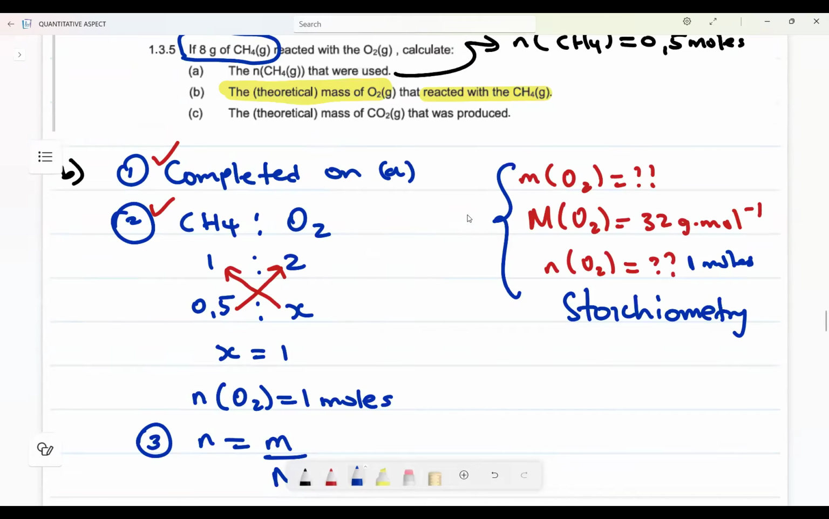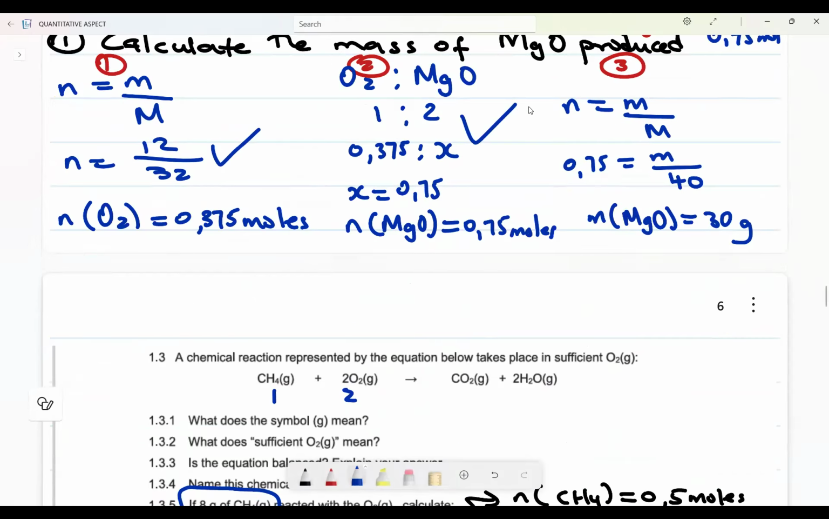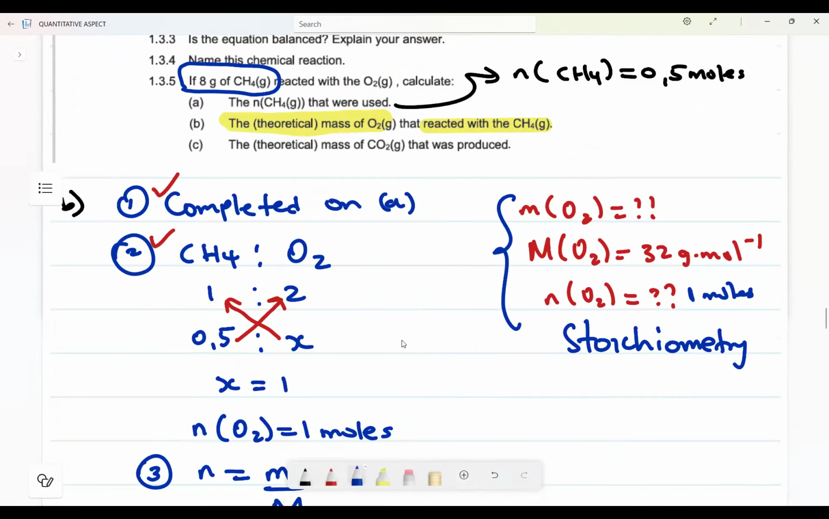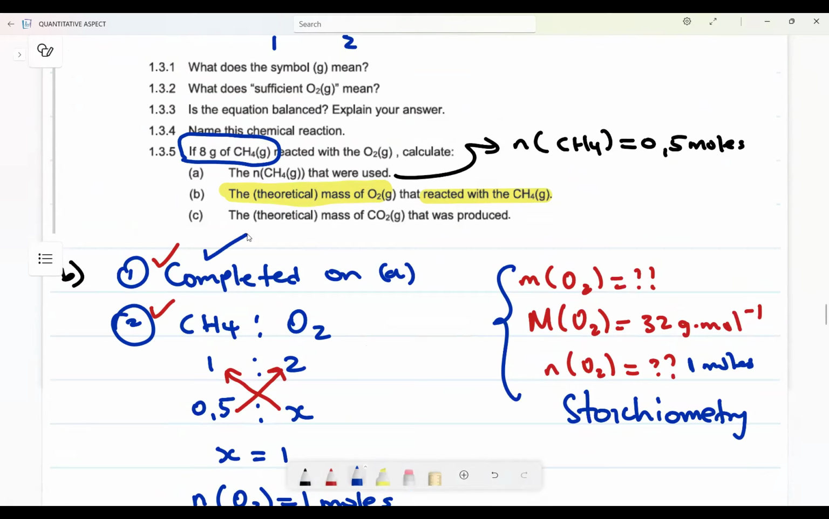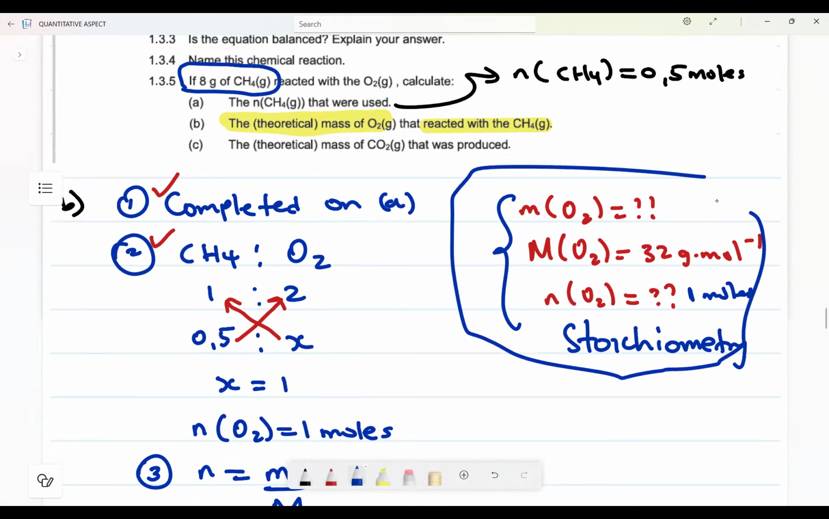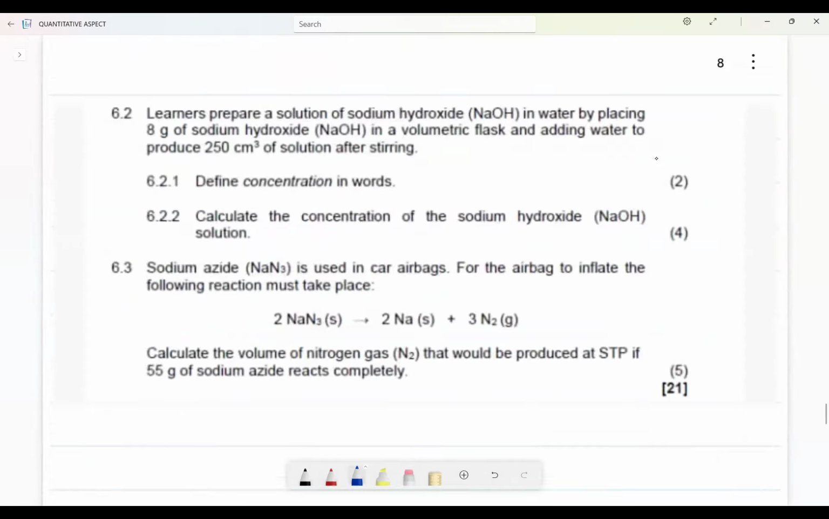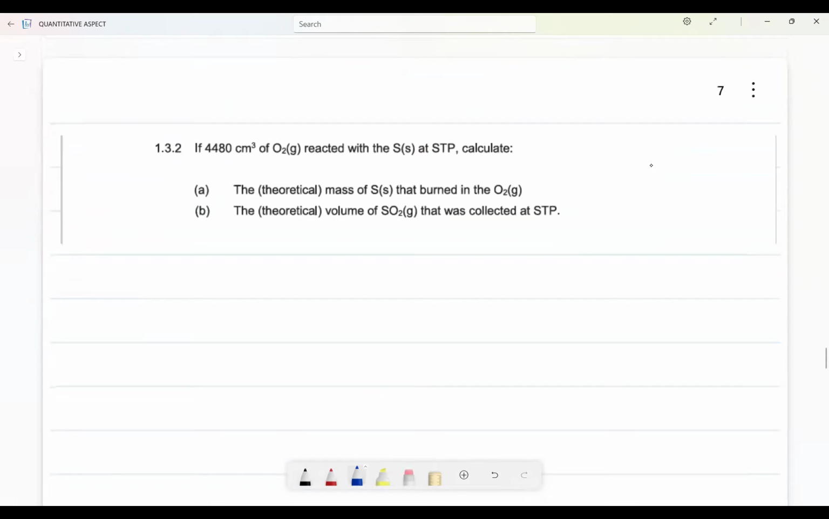Can you see the questions? They are going to be like this: step 1, step 2, step 3. Here on number A, you did step 1. Again, they won't tell you. Then in number 2, you just need to do step 2 and step 3. But as you collect your data, you will see if you need to do stoichiometric calculations or not. Let's look at the other question so that we understand this better.